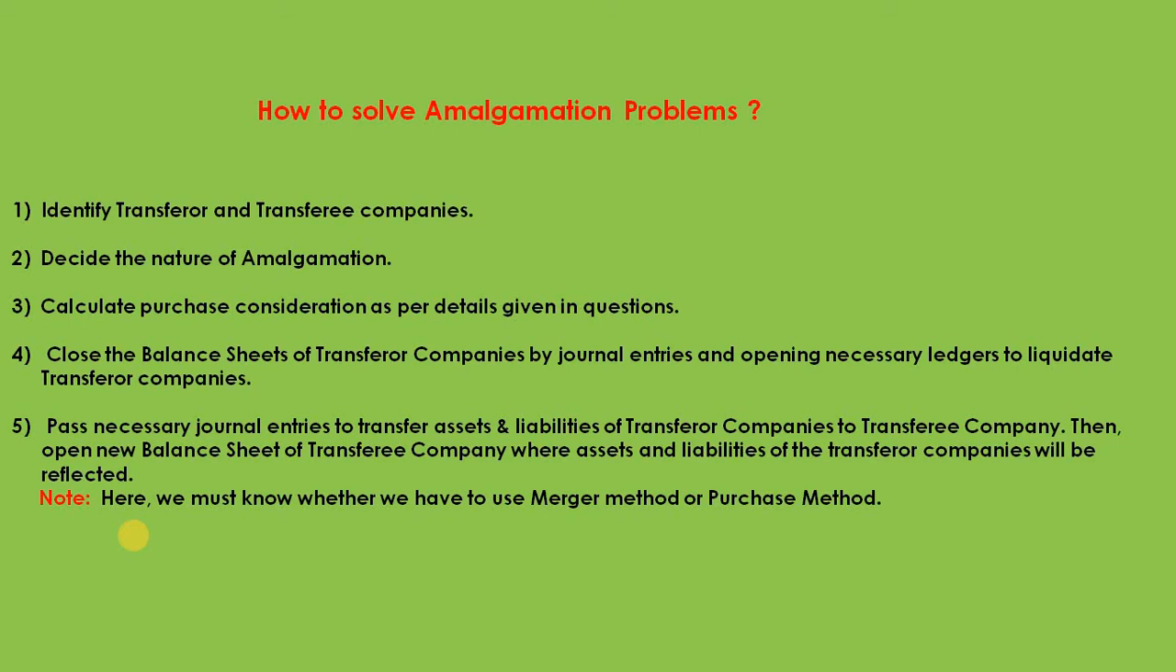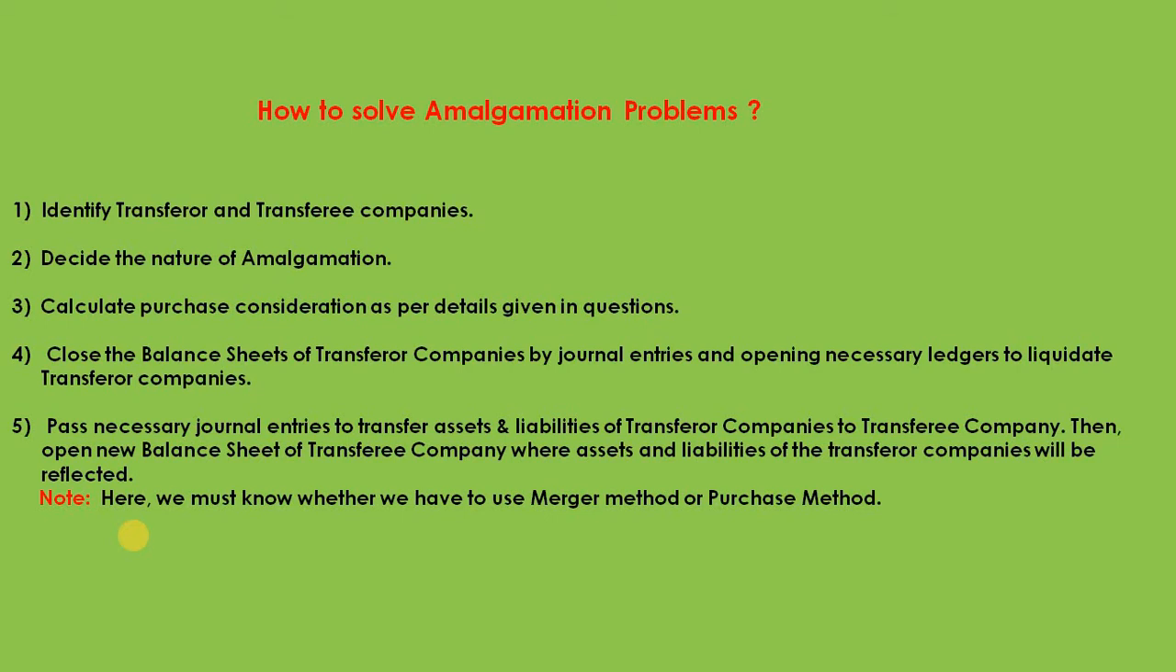Number five, we have to pass necessary journal entries to transfer all the assets and liabilities of the transferor companies to the transferee company. As we already know, in an amalgamation there is a transfer of assets and liabilities, right? So to transfer those assets and liabilities to the transferee company, we have to pass some journal entries. After that, we will open a new balance sheet of the transferee company where assets and liabilities will be added up and reflected. And once that balance sheet is made, our amalgamation process is complete.